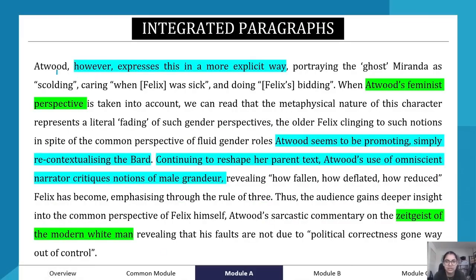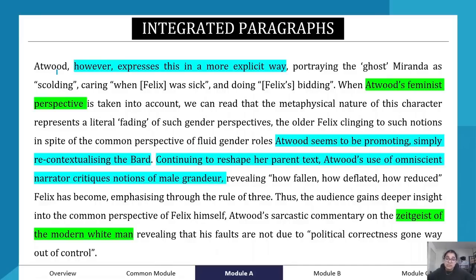Okay, so we continue on from there. That was Shakespeare. Now we continue on with Atwood. Atwood, however, expresses this in a more explicit way, portraying the ghost of Miranda as scolding, caring when Felix was sick, and doing Felix's bidding, when Atwood's feminist perspective is taken into account.